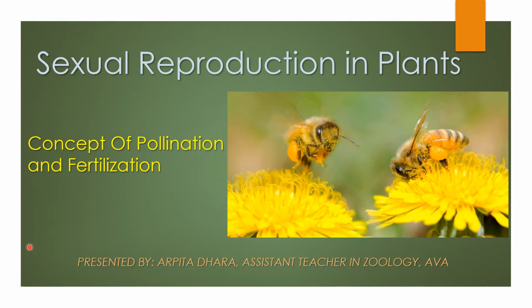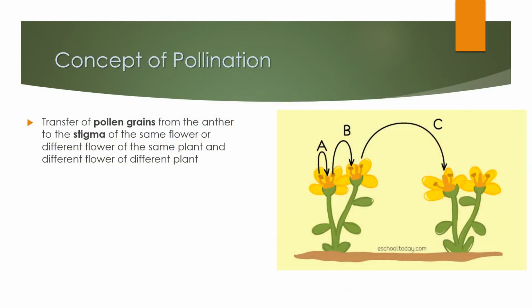Now, if we want successful fertilization, then we have to transfer the male gamete to the female gamete. It's only possible if we transfer the pollen grains from the anther of the flower to the stigma of the flower. And this transfer is known as pollination. So, the transfer of pollen can happen in many ways.